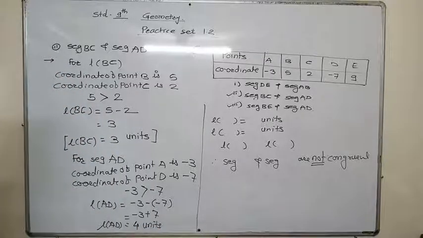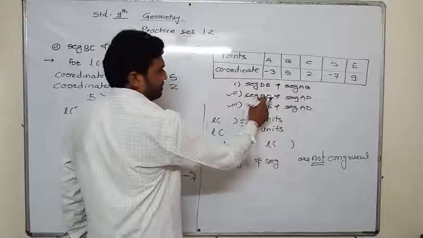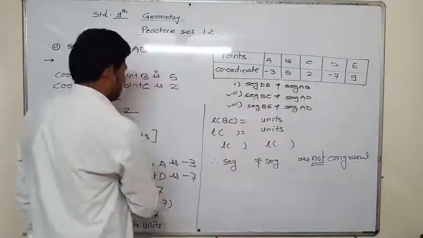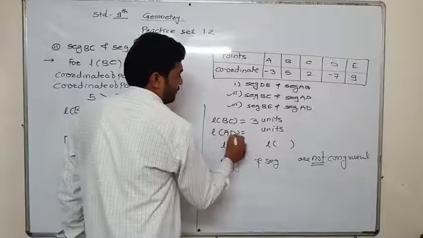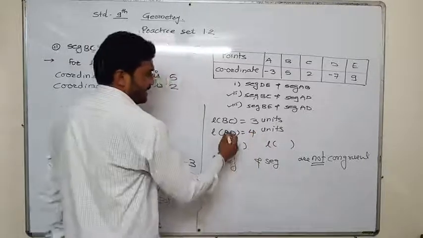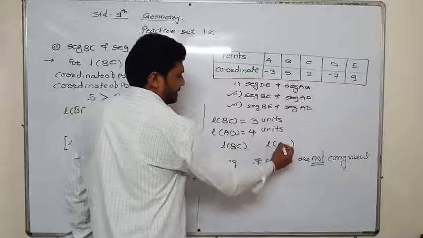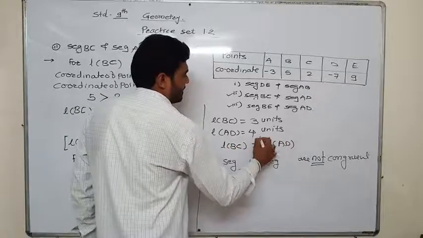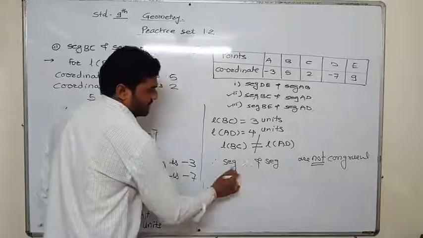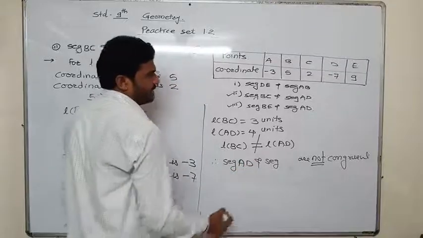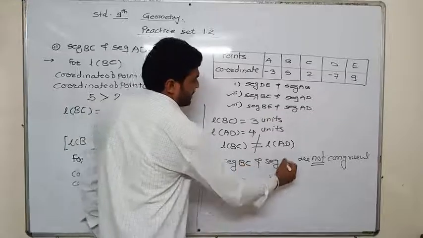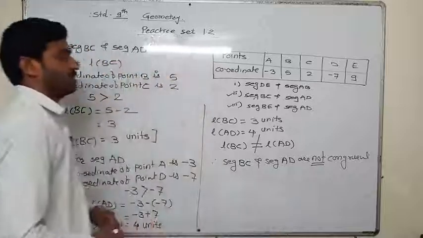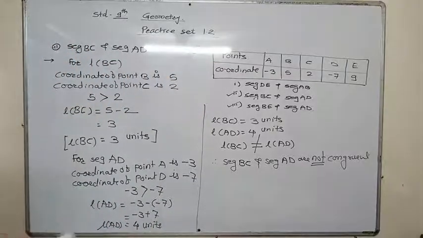So here the length of BC is equal to 3 units and the length of AD is equal to 4 units. So the length of BC and the length of AD are not equal. So we write here that segment BC and segment AD are not congruent. In this way congruent है तो congruent लिखना है, अगर नहीं है तो इस तरह से.